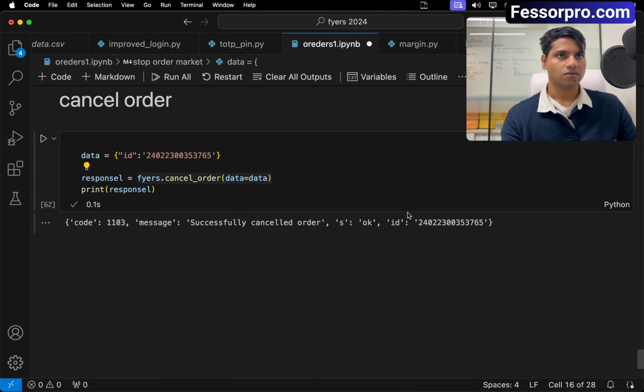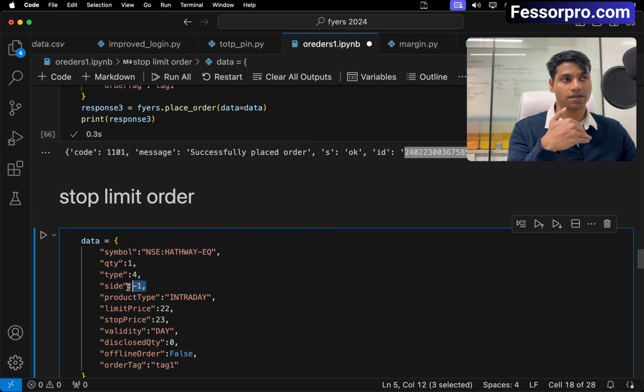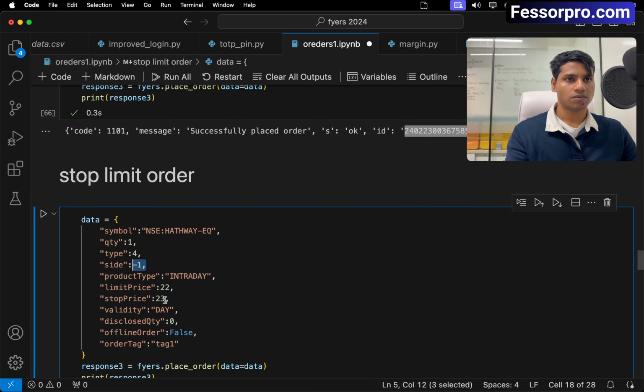Then side will type will be 4. If you remember, if you want stop limits, type should be 4. And side is -1. It means it's a sell order, so the price should be less than the market price. Right now the price is 23, so let's have it as 20. Okay, stop price is 20.